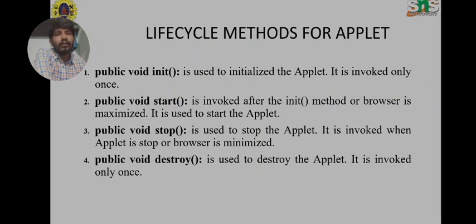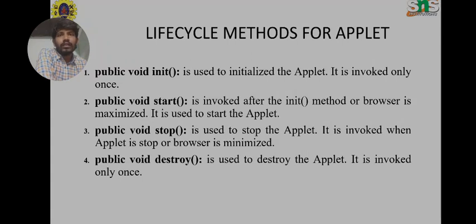And then the life cycle methods of applet. These are the different methods used in applet. The first one, public void init. It is used to initialize the applet, and it is invoked only once. The next method, public void start. It is invoked after the initialization method or when the browser is maximized. It is used to start the applet.